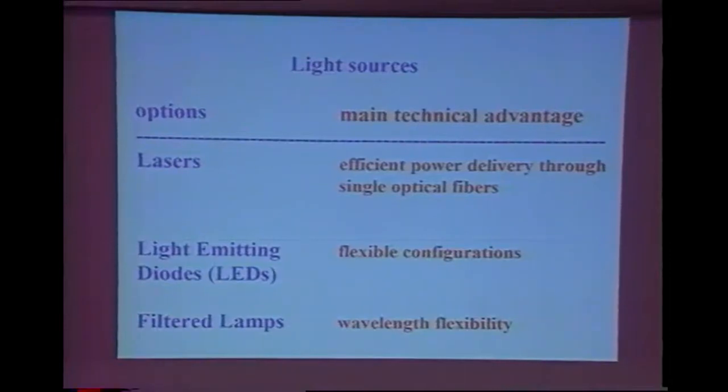So if you want to do interstitial treatment, for example, it's almost impossible to get a reasonable amount of light from a lamp. It may start to be possible to get enough light from an LED delivered into an optical fiber, but still that's challenging. The big advantage of LEDs is that they have very flexible configurations. I'll show you some slides to illustrate that. And the big advantage of filtered lamps is that they have a broad spectrum, so you can put a filter in and easily change the spectrum if you want to go from one sensitizer to another.